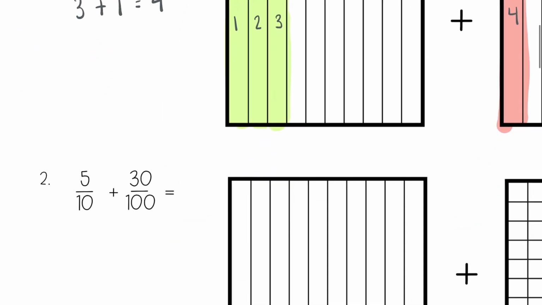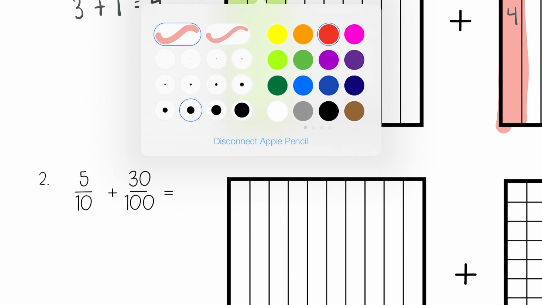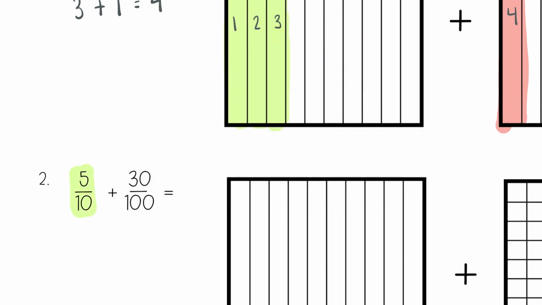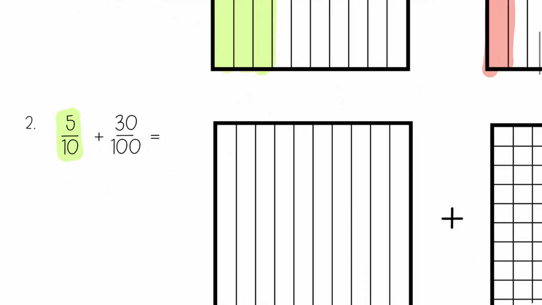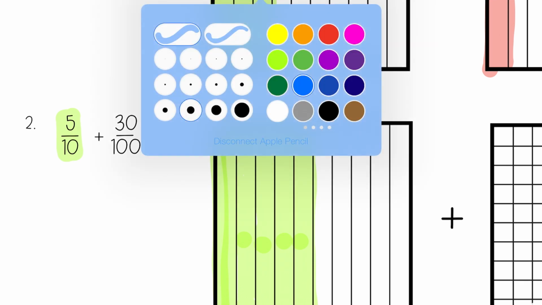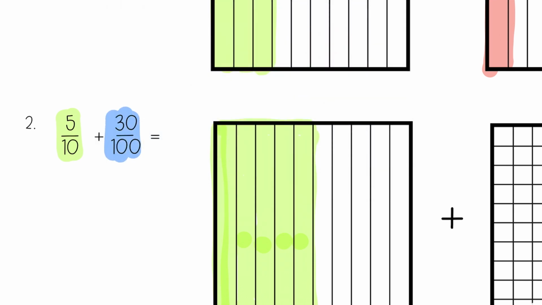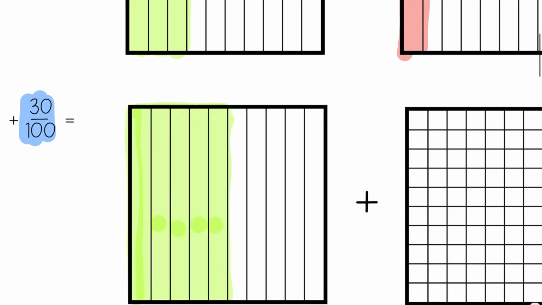I could also represent this with rod sticks, but my next problem, 5/10 plus 30 hundredths, I have unlike denominators, so I need to make equivalent fractions. I'm first showing you how to represent each of these fractions with a model. This is something we've been doing for our whole entire unit. So again, this square is divided into 10 equal parts, and my numerator is indicating that we are using 5 of those parts, so 5/10.